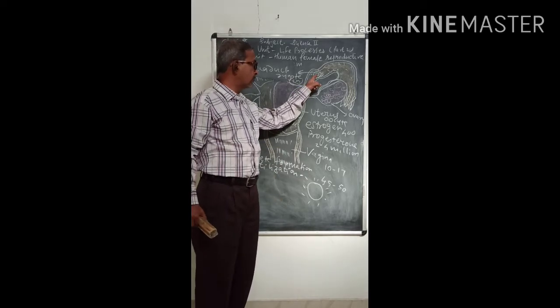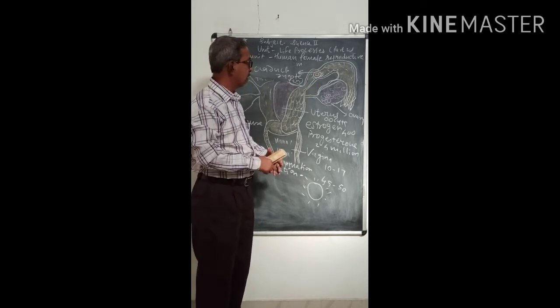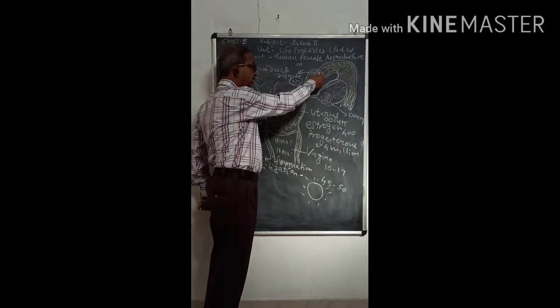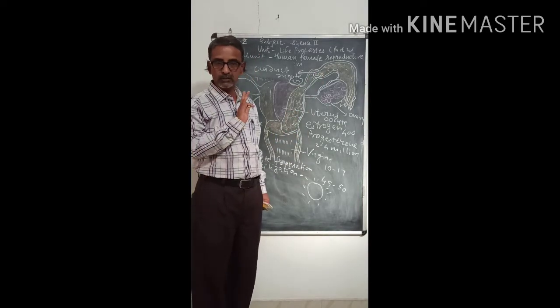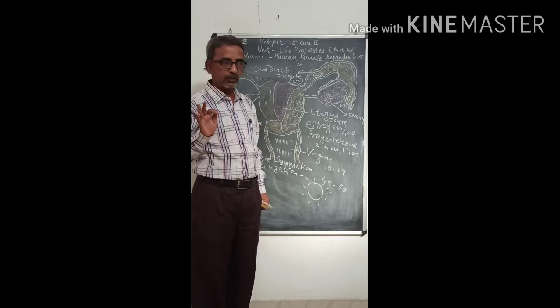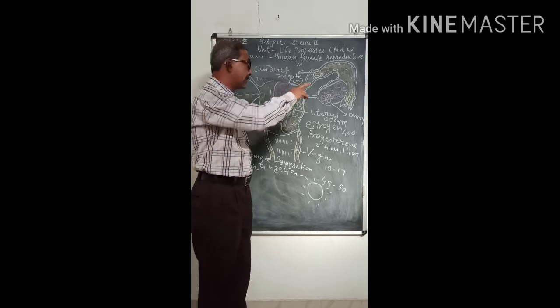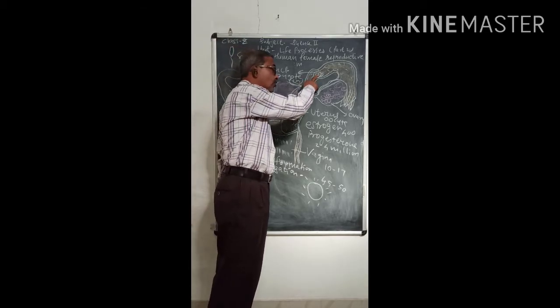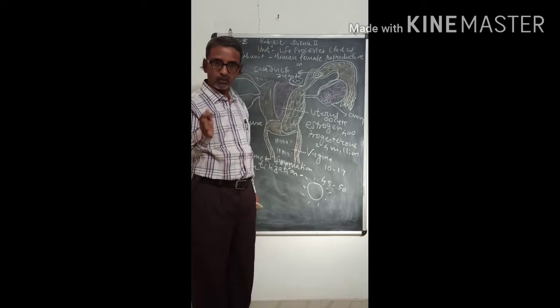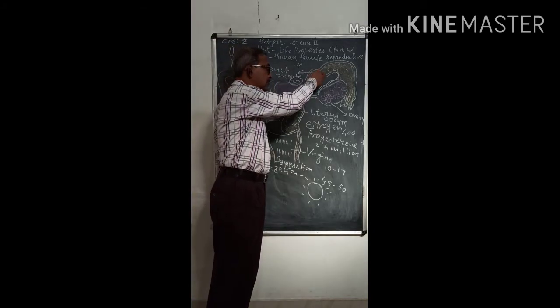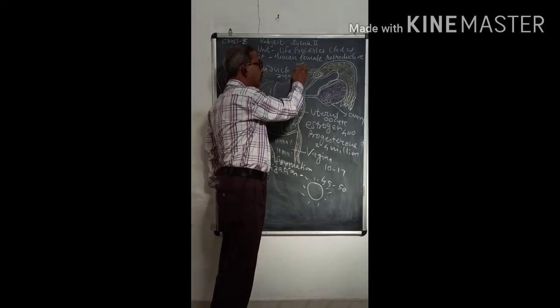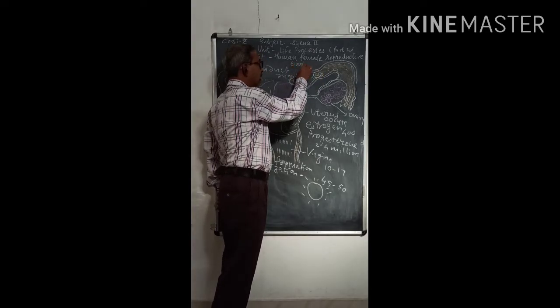After formation of this zygote, it undergoes mitotic division. The chromosome number does not change. It undergoes mitotic divisions, and then an embryo is formed.